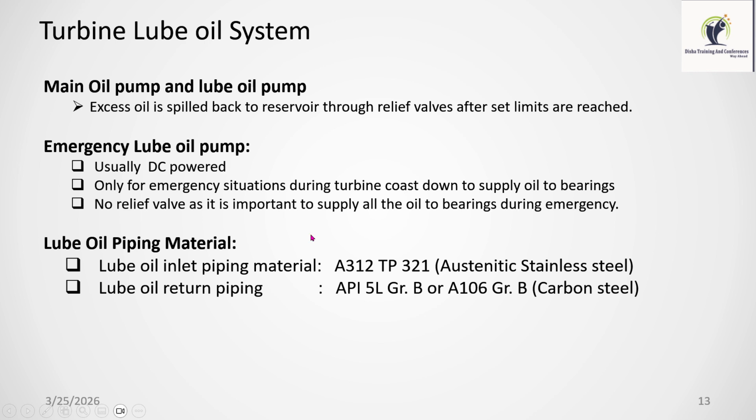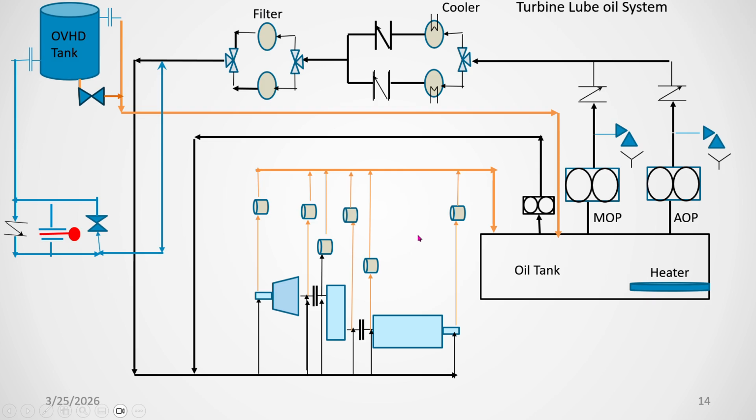Normally, the oil should be clean. That's why we provide stainless steel for the inlet oil line, and carbon steel material for the outlet, as it goes outside. You see, this is the main oil pump, this is the auxiliary oil pump. During starting, when the main oil pump is not running, the auxiliary oil pump will start. You see, this is the relief valve, this is the NRV.